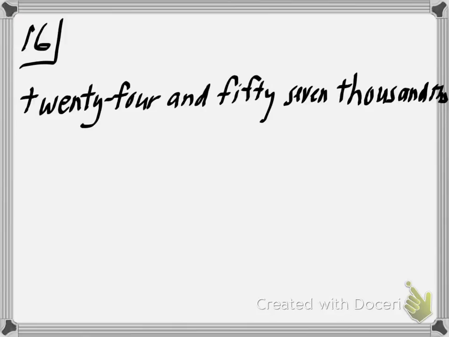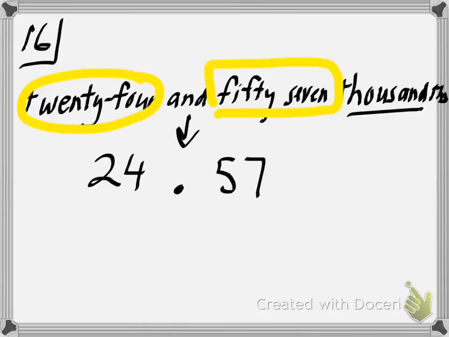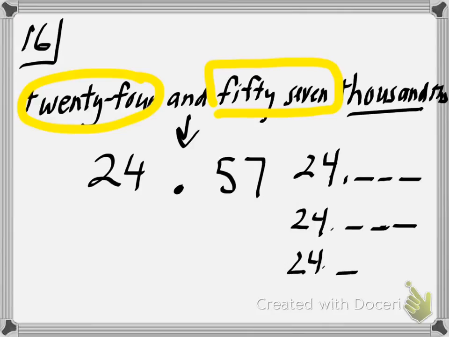For 16, they want us to write this using digits. So we have 24 and 57 thousandths. One of the first things we learn is that "and" is where a decimal point's going to go. In front of it, we have the number 24. So we just write 24. After it, we have the number 57. So we're going to write 57. But then we have thousandths, and thousandths has 3 places. So we have to have 24, and then we're going to need 3 places. So we have to decide where we're going to put a placeholder, which is going to be a 0.